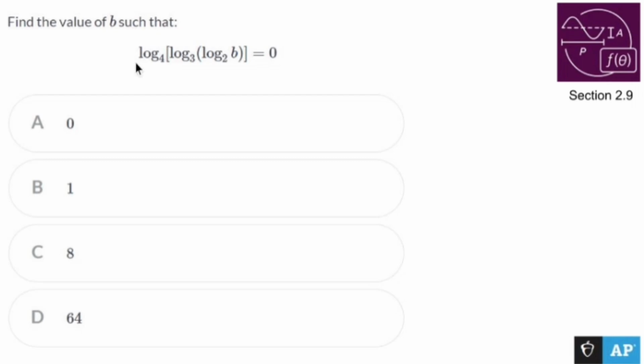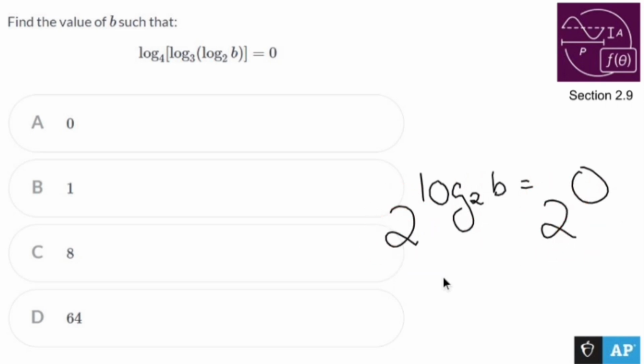Find the value of b such that log base 4 of log base 3 of log base 2 of b is 0. Holy cow. Well, this is what I'm going to do, and I don't know if this is the best way to do it, but I'm going to do it anyway. There's a little trick to simplify this. If I were to give you just log base 2 of b equals 0, you could take 2 to the power of both sides. The 2 to the log base 2 cancels out, you drop down the b, and 2 to the 0th power is 1.